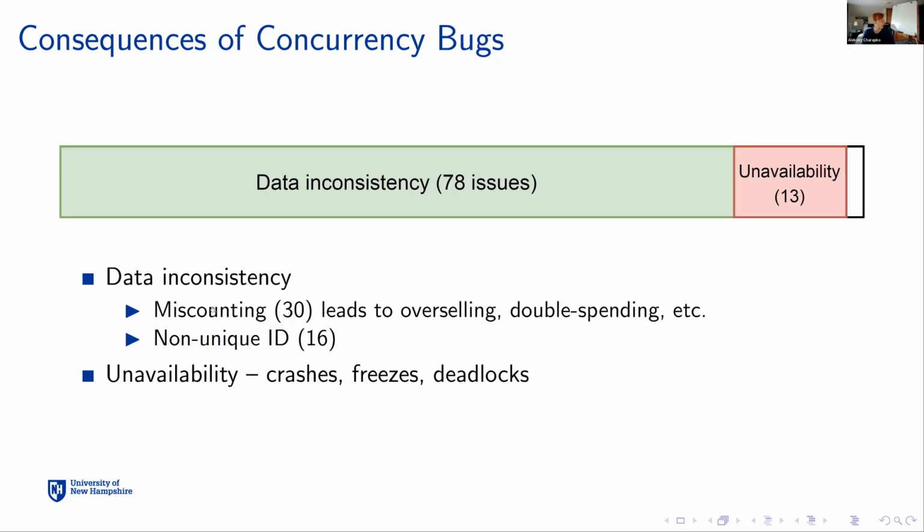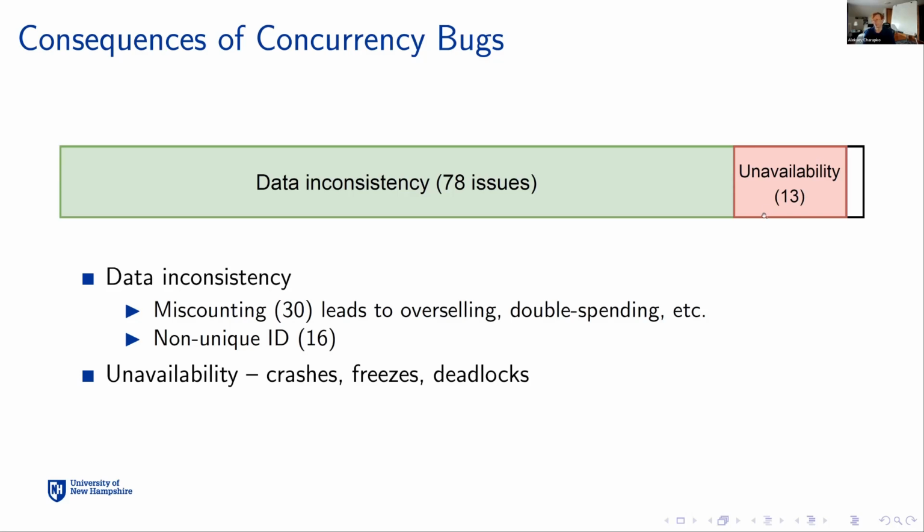They also have a big category of miscounting, and apparently it leads to overselling for e-commerce platforms. You may miscount the amount of inventory you have when you subtract the inventory after each order, and you may go into negative, so you may sell more stuff than you actually had. They also talk about double spending. They had examples where people were able to double spend promotion codes and things like that, all because of concurrency bugs.